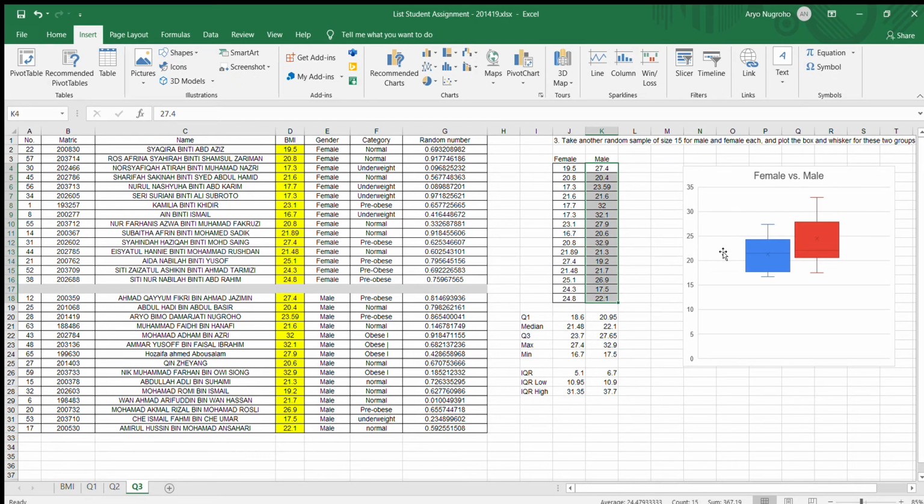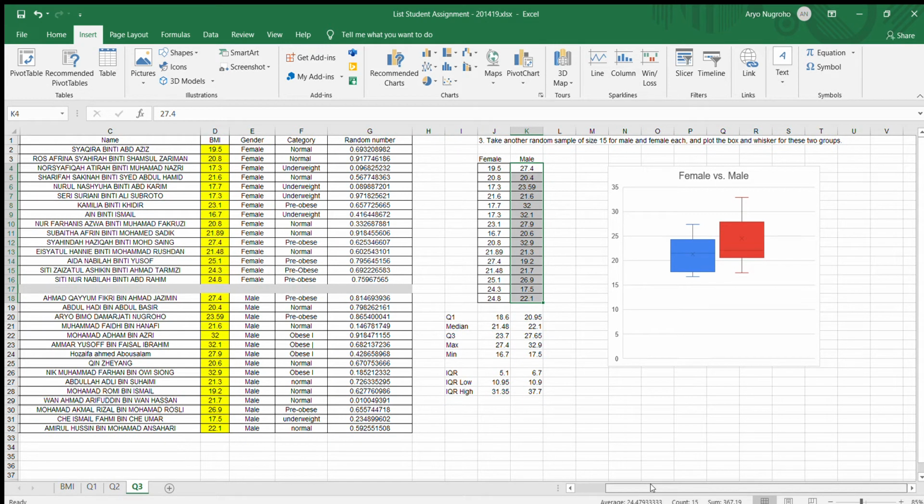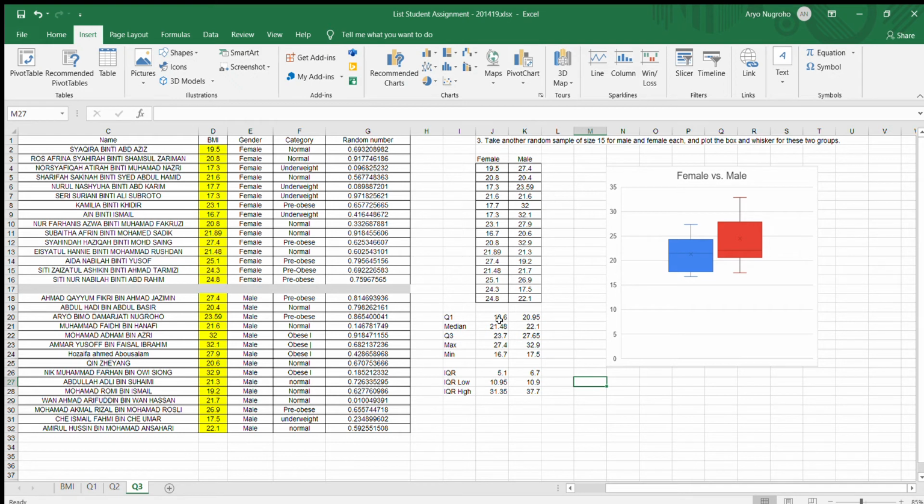And as we can see, the blue box represents the female and the red box represents the male. Just like question number 2, we can easily understand by seeing the box. For example, the lower box represents Q1, which in female is 18.6 ish, and the upper box, which represents Q3 or upper quartile, is 24.3 ish, and then the median is 21.48.